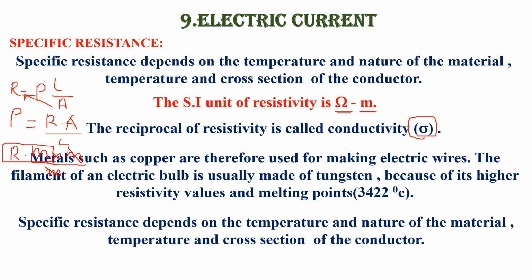Okay. Now, specific resistance depends on the temperature and nature of the material and the temperature and cross section of the conductor. So, conductor temperature, cross section area plus temperature and nature of the material which is being used. Its cross section area, its temperature, all these are interrelated to specific resistance. So specific resistance depends on temperature and nature of the material and temperature and cross section of the conductor. These are the factors for specific resistance.